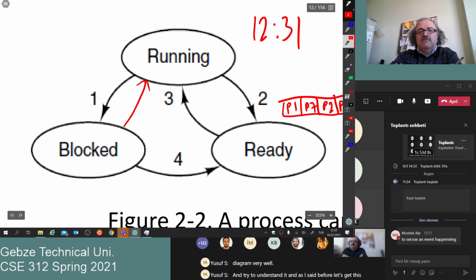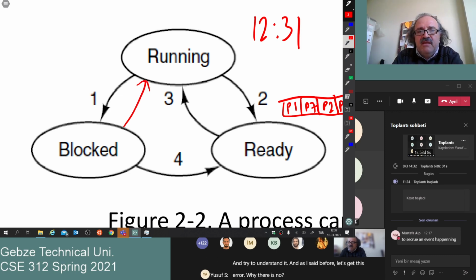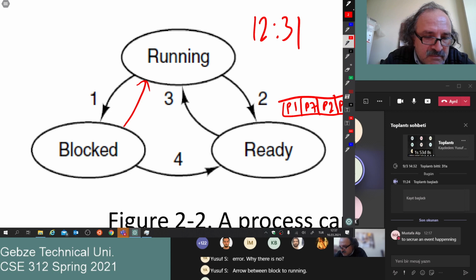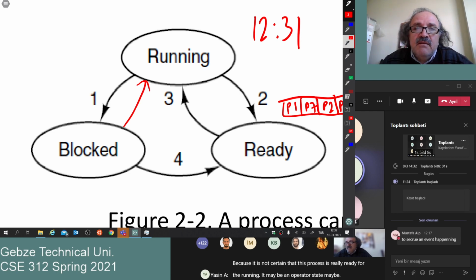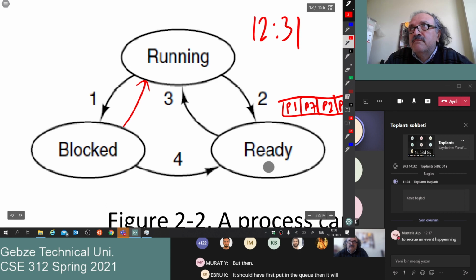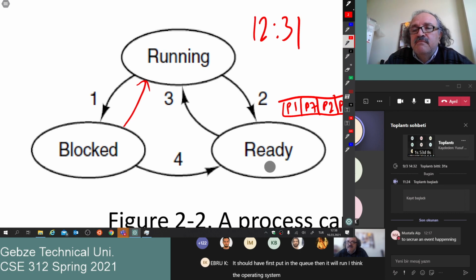Why is there no arrow between blocked to running? Because it is not certain that this process is ready to run. Well, I mean, couldn't it be that the data is available now and you can run? The data is ready and now you can run. But it should first be put in the queue, then it will run, I think. The operating system will put the process in the ready queue and it will start running again.